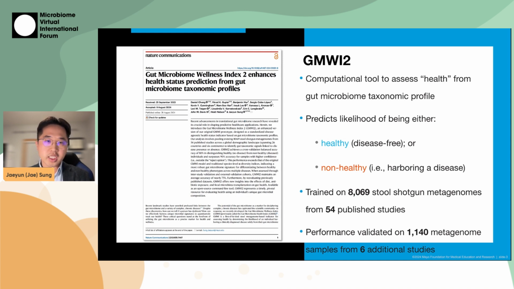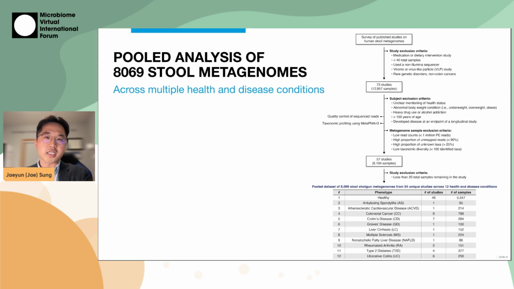Anyway, to move on, our machine learning algorithm tells you the likelihood of being either healthy or non healthy. It was trained on 8,069 stool shotgun metagenomes from 54 published studies, and the performance was validated on 1,140 metagenome samples from 6 additional published studies. So, this entire study was done by pulling together public datasets.